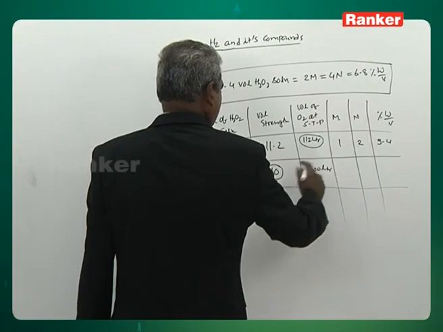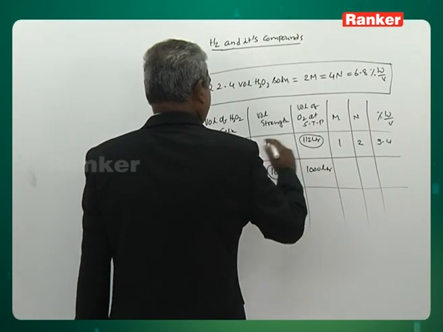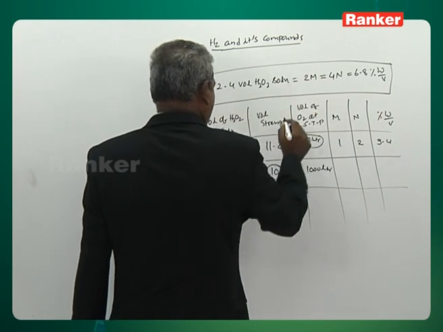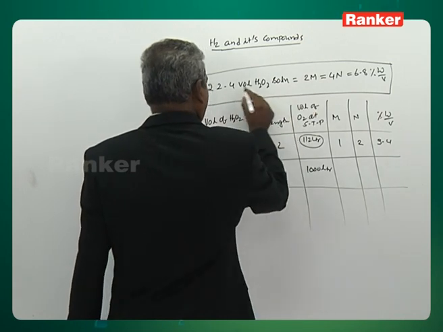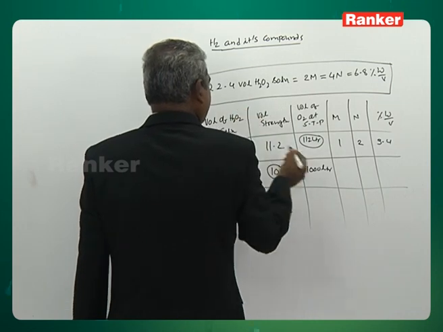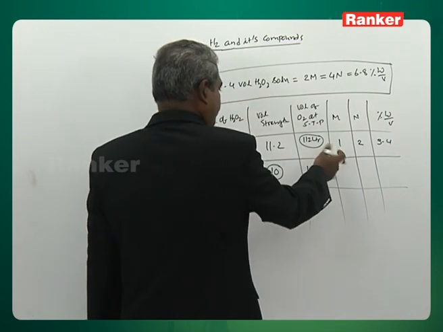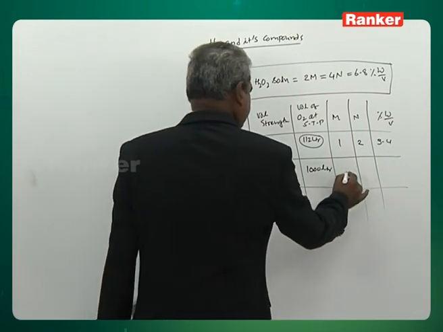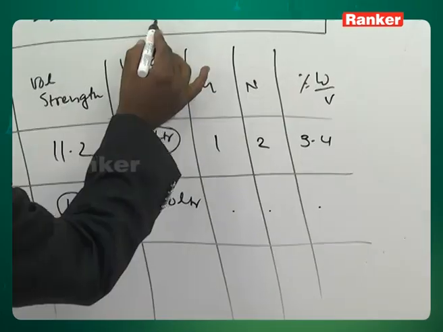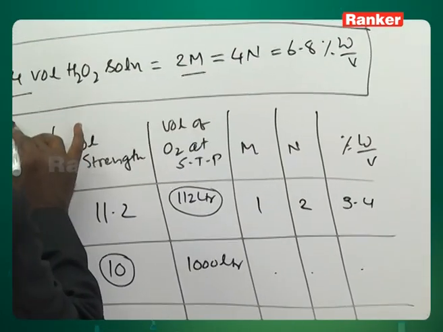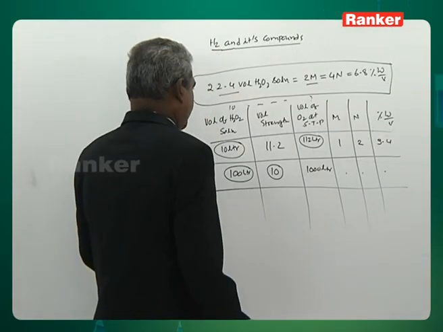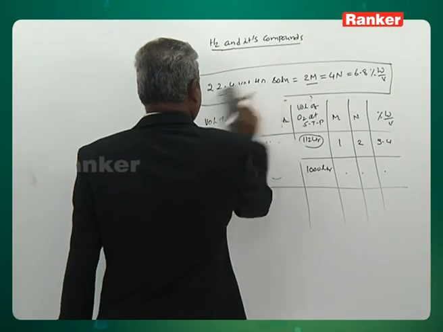10 means how much? You write it proportionally. 22.4 volume is 2 molar. 10 means 10 by 22.4, roughly, however much that will be, you just calculate. You find out the relation. Just using 22.4 is equal to 2, 10 is equal to how much? Like that, you find the volume strength of H2O2. So, that's all about H2O2.